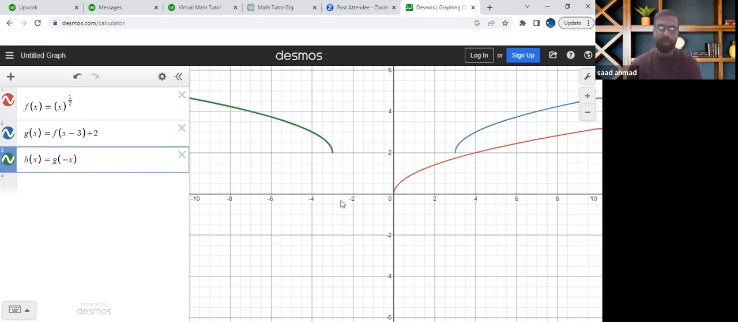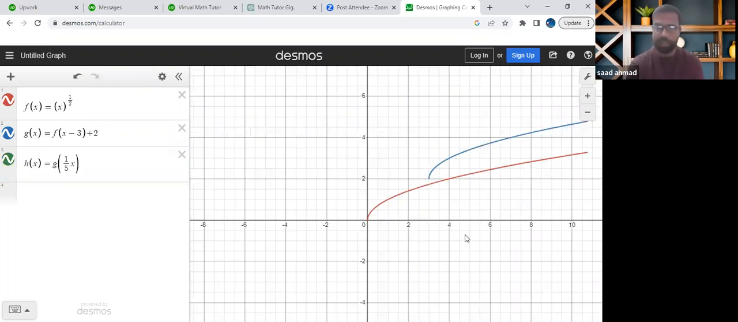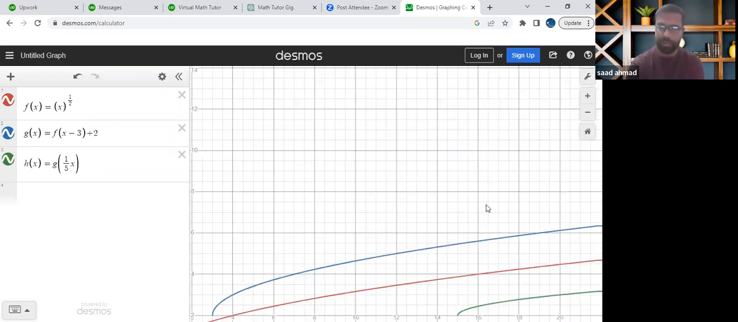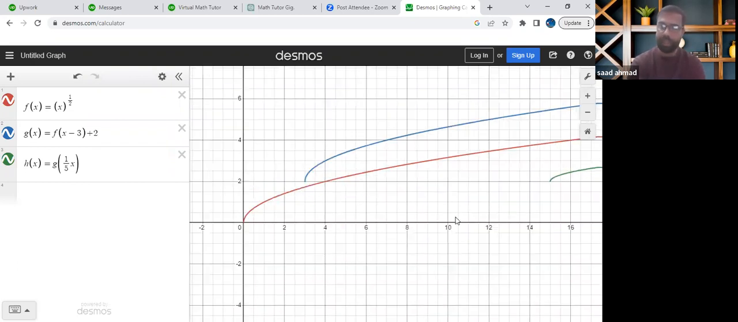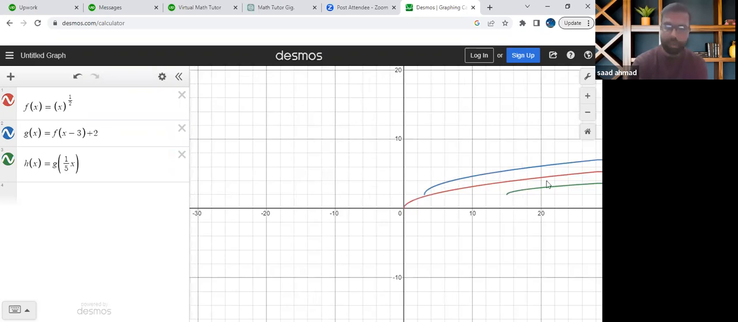We can also stretch or shrink it horizontally. If I put the 5 here, it's a shrink. See, it shrinks the x values. If I want to stretch it, let's say 1/5, you can't even see it now because it's stretched. So the x values are stretched. Whatever the answer was at 4, now the same answer is at 16 or 20. It's stretched on the x-axis.